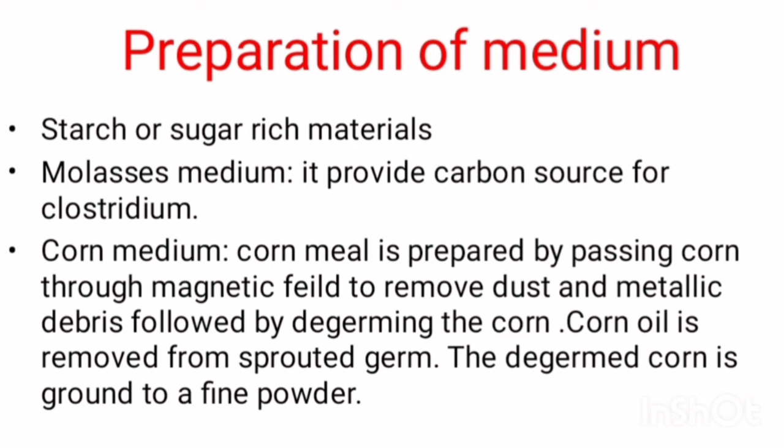Corn meal is prepared by passing corn through a magnetic field to remove dust and metallic debris. This is followed by degerming the corn. Corn oil is removed from the sprouted germ. The degermed corn is ground to a fine powder.